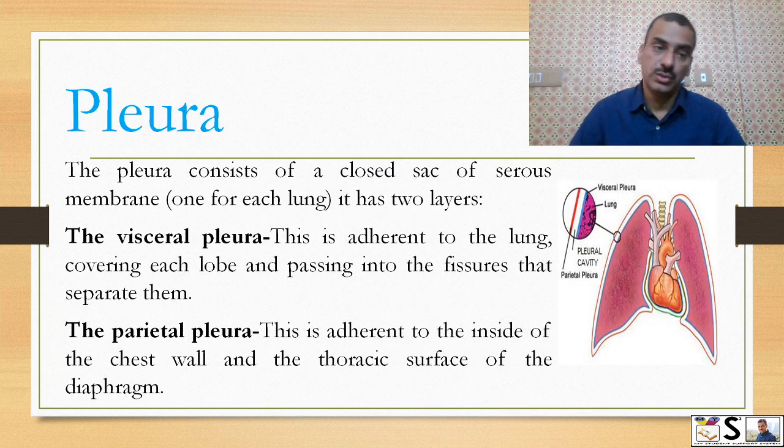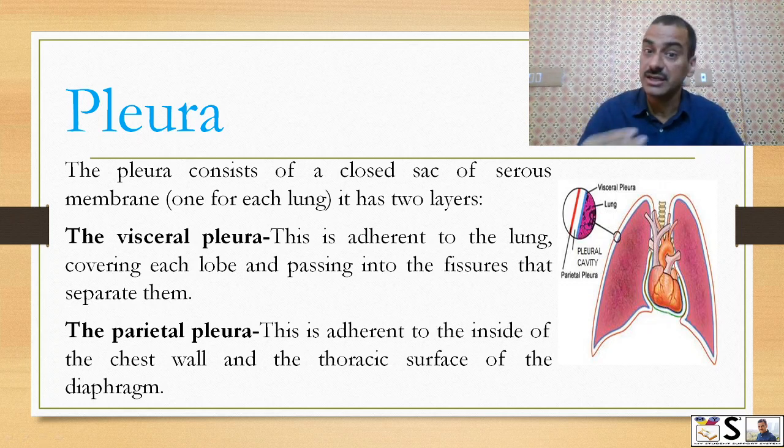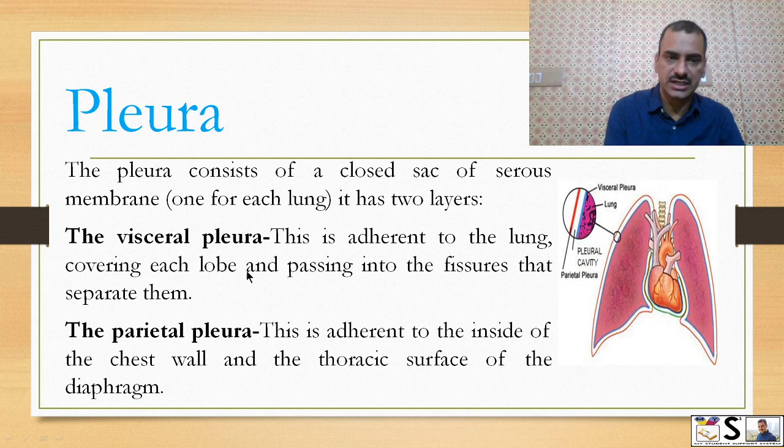Now we come to the pleura. What is pleura? Pleura is a covering of the lungs and it is double layered. The pleura consists of a closed sac of serous membrane. It has two layers, the visceral pleura and the parietal pleura. The visceral pleura is adherent to the lungs, covering each lobe and passing into the fissures that separate them.